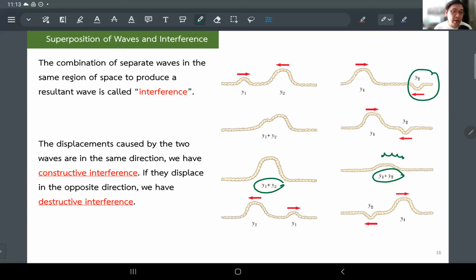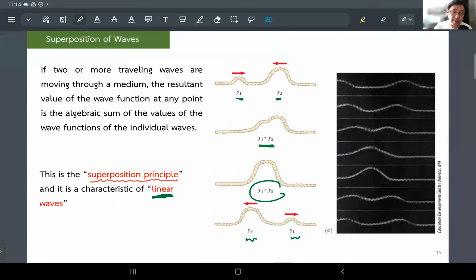So the case where you can have constructive additions or destructive additions leads you to another property of waves. We name this interference. So waves can interfere with each other. You can have an interference of waves. And to take into account these interference effects, you base everything on just a simple principle, the superposition of waves.